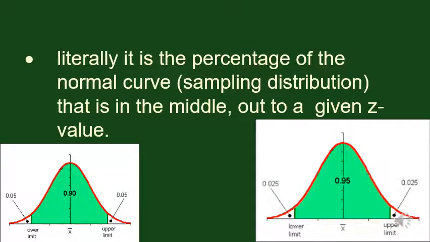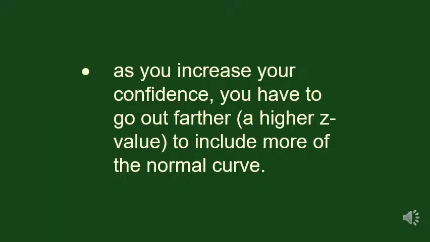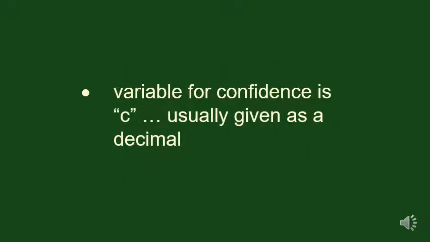Literally, confidence is the percent of the normal curve that extends out from whatever your point estimate is. So if you're 90% confident, you'd have 90% of the normal curve in the middle. If you were 95% confident, 95% of all the possibilities are going to be in that area. So if you want to be more confident, you have to move further out and include more of the normal curve in your answer. The variable for confidence is C, and we usually write it as a decimal. So like 95% confidence, we would usually write as C equals 0.95.